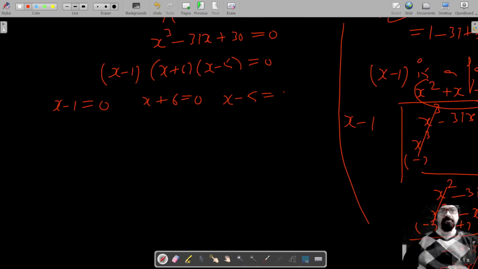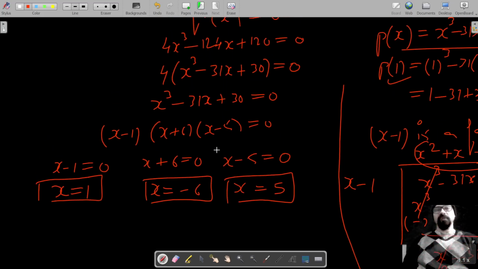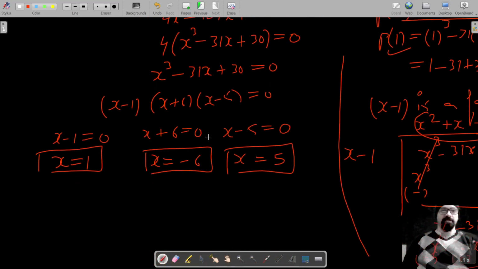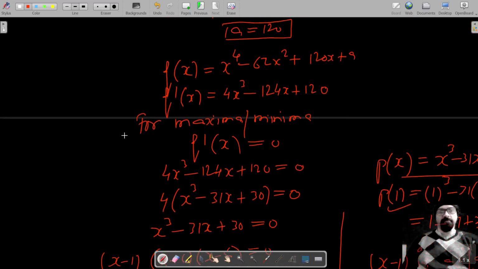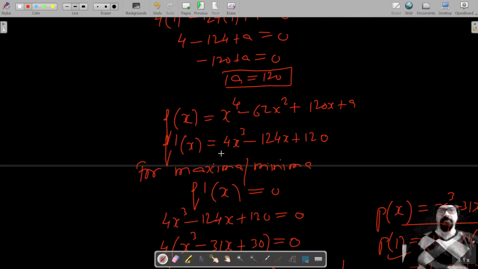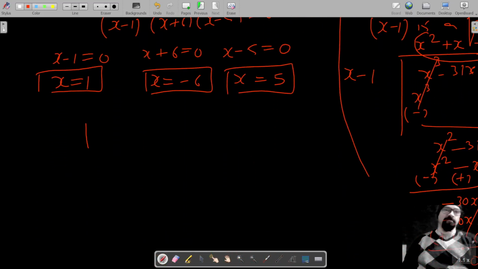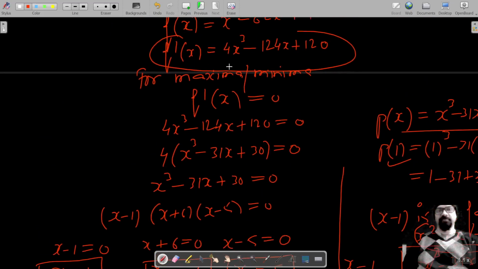which gives me x is equal to 1, x is equal to negative 6, and x is equal to 5. All right. So these are the points of local maxima or minima. These are our critical points. And now let's find out the second order derivative to check whether these are points of maxima or minima. So this is f dash x, and let's find out the second order derivative.